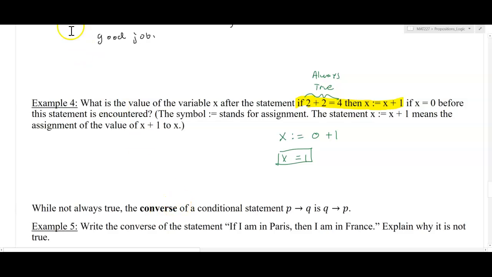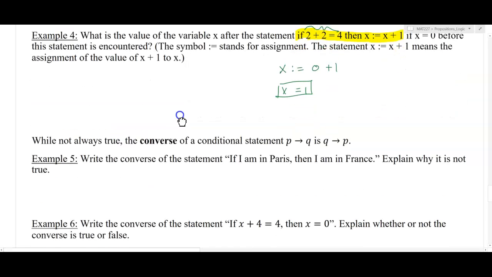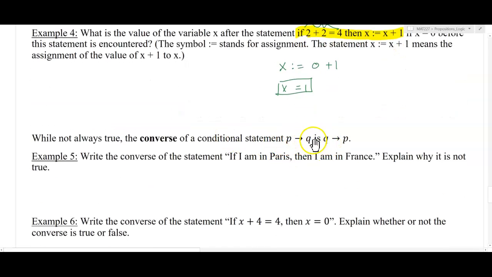While not always true, we also have something called the converse of a statement. The converse of a statement is basically just switching the condition and the conclusion. I've been using that language. This is called the condition, and this is called the conclusion. So if you switch the condition and the conclusion, you get the converse of that statement. If I am in Paris, then I am in France. The first thing I want to do is identify P and Q. So there's P, I am in Paris, and I am in France is the statement Q.